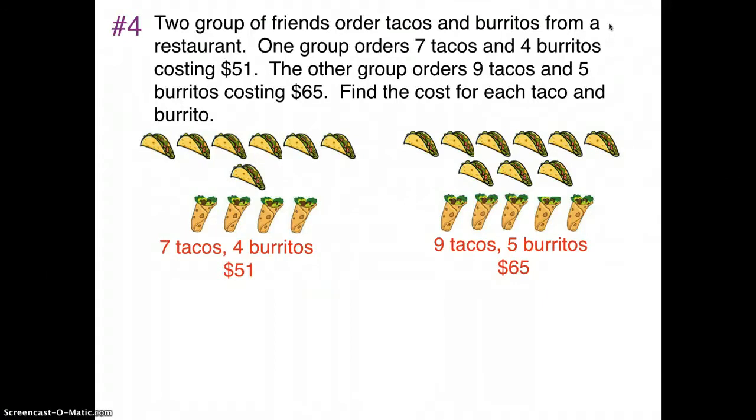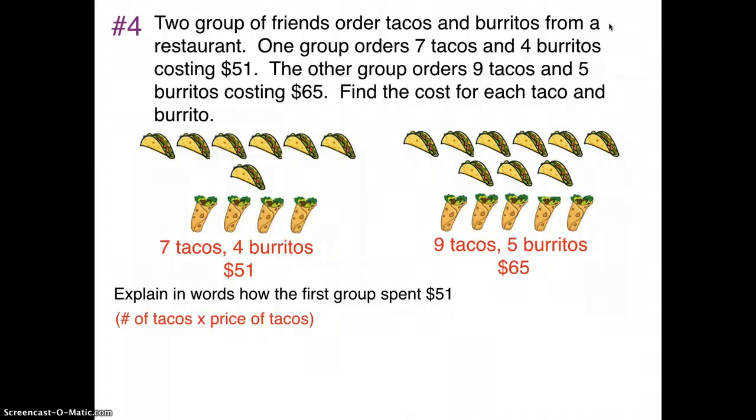Once you've decided, if you want to figure out how much it's going to cost you, all you're going to have to do is multiply the number of tacos times the price of the tacos, and that's what's going to give you the total for just the tacos on its own. So, how did the first group spend $51? Well, you're going to have to take the price of the tacos and multiply it by the number of tacos that they ordered.